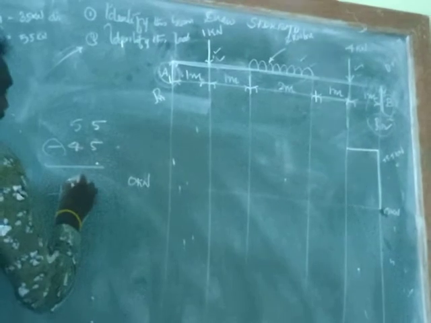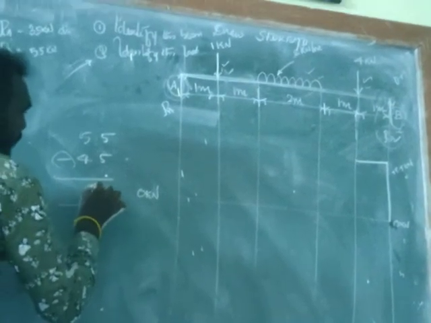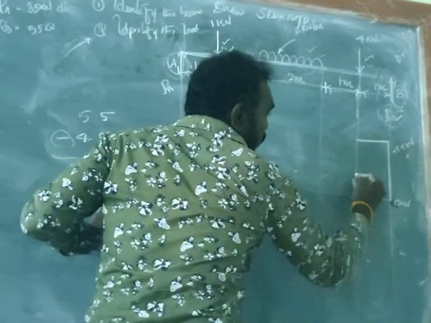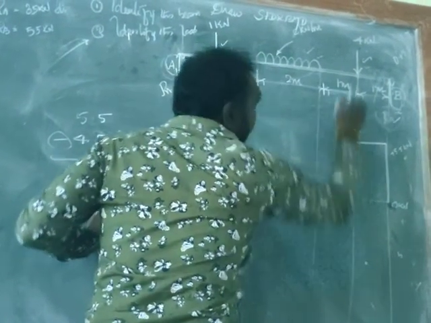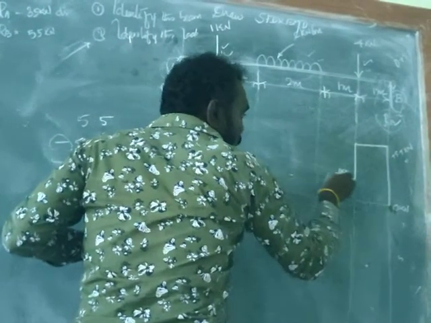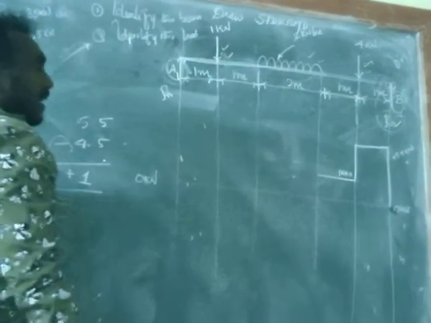So the answer is plus 1. Plus 1 means this is above 0. So plus 1 means 1 kilonewton. Here there is no load, so put a horizontal line.